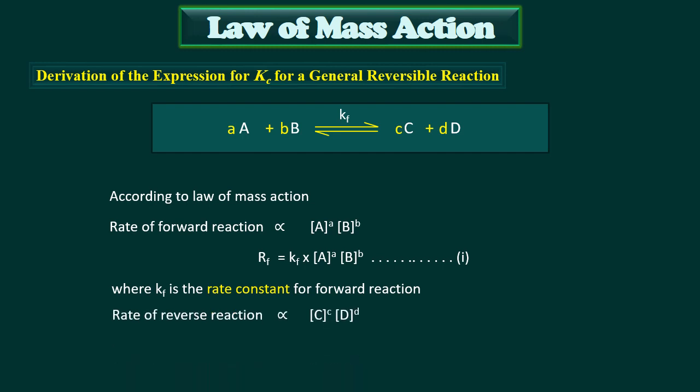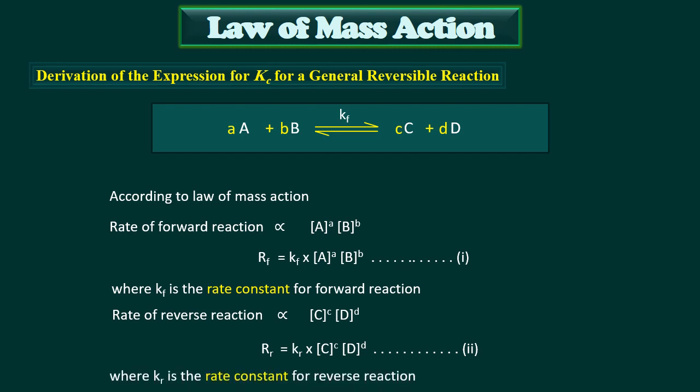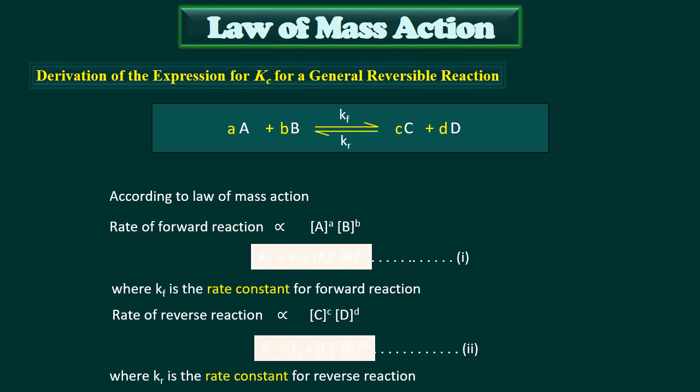Similarly, the rate of reverse reaction is directly proportional to the product of the active mass of C raised to the power of its coefficient and the active mass of D raised to the power of its coefficient. Multiplying by constant Kr, we get equation number 2, where Kr is the rate constant for reverse reaction, and we write it with the lower arrow in the equation. So we get these two equations.